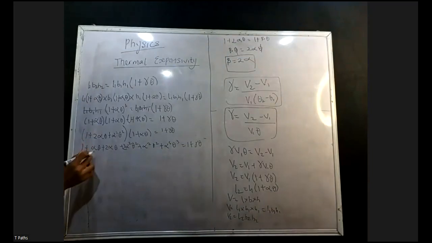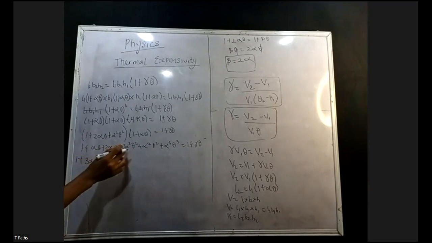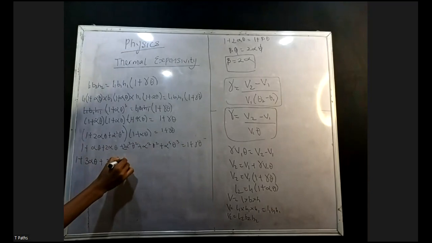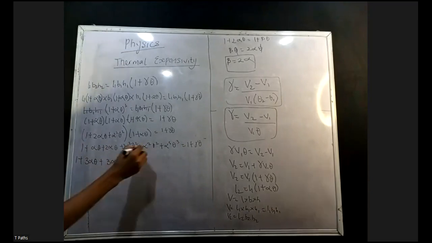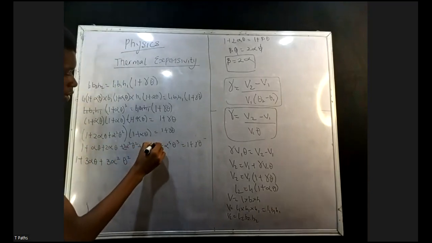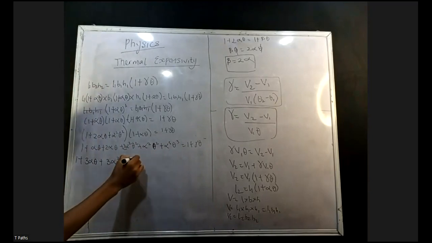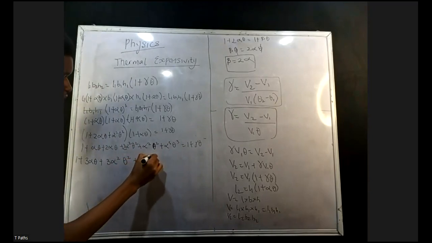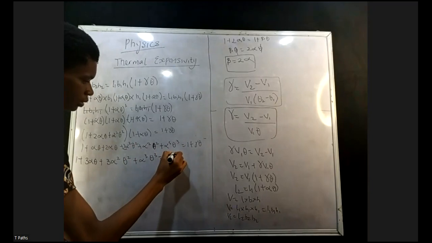I will have 1 plus this because they are like terms. This is going to give me 3 alpha theta. These two are also like terms. This is going to give me 3 alpha square theta square. I hope what I'm writing is clear. All right. So plus alpha cube theta cube equals 1 plus alpha theta.